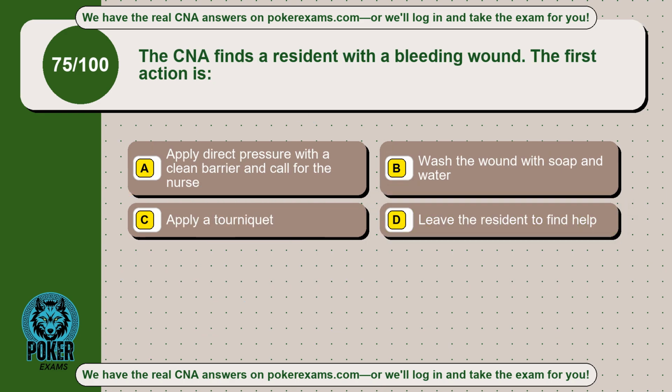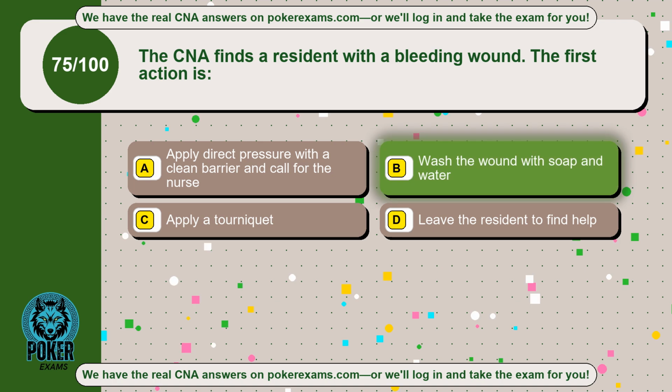Question 75. The CNA finds a resident with a bleeding wound. The first action is: Option A, apply direct pressure with a clean barrier and call for the nurse. Option B, wash the wound with soap and water. Option C, apply a tourniquet. Option D, leave the resident to find help.